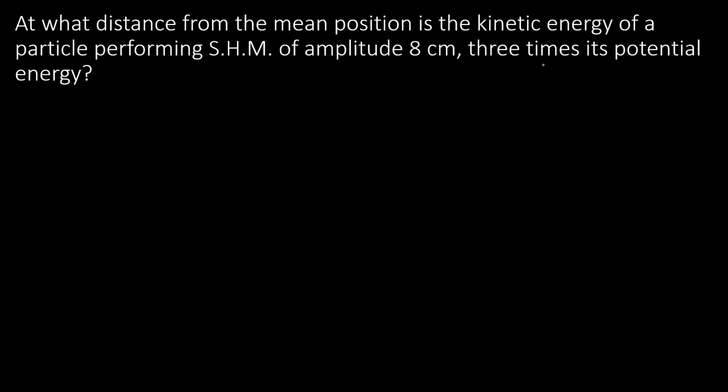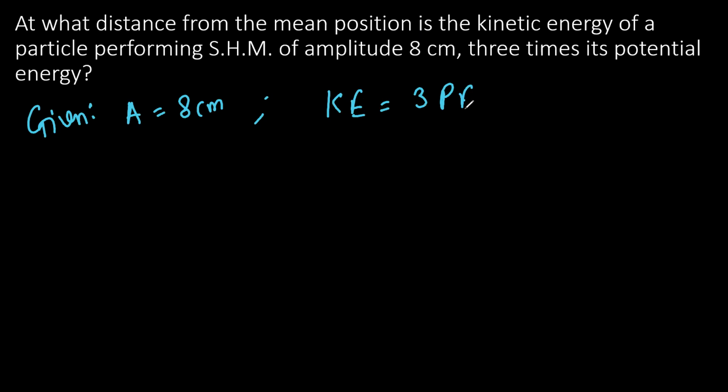So what is given here? The amplitude is given, that is 8 centimeter. And what is the ratio? Kinetic energy is 3 times the potential energy. We want to find the distance, that is x. The x parameter. So let's go for the solution.